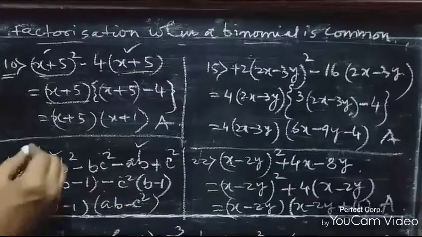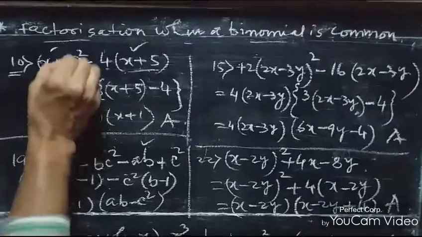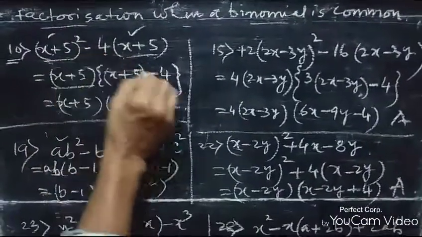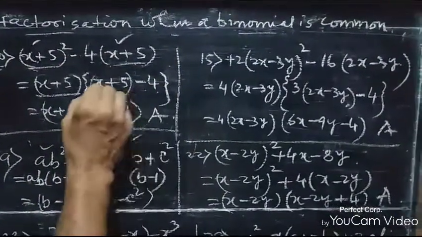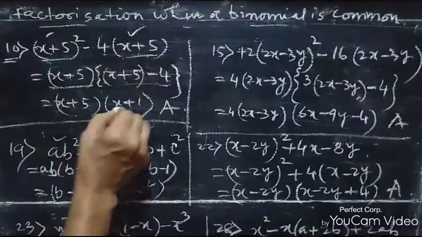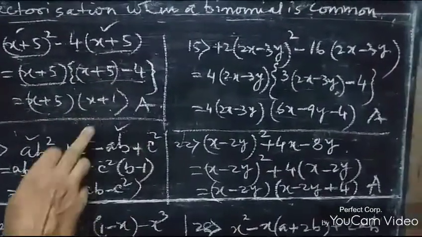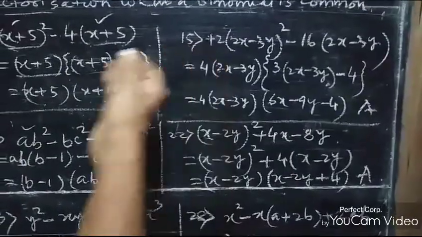So take this common over here, and we are dividing. This will be x plus 5, and minus 4 is remaining over here. And this, just do the calculation, it will be x plus 5 and this will be x plus 1, and this is your answer. Now take number 15, the same.